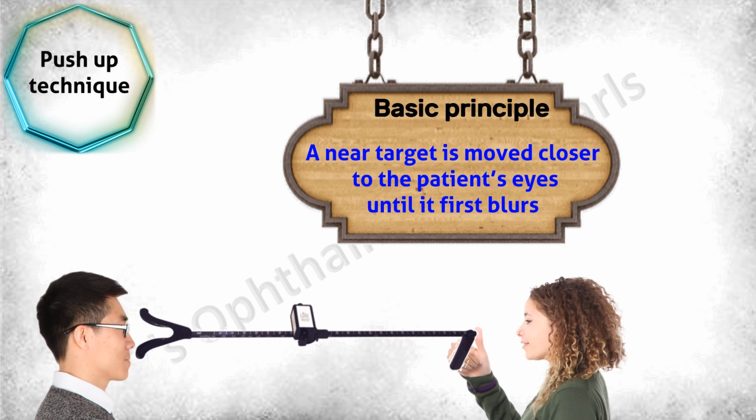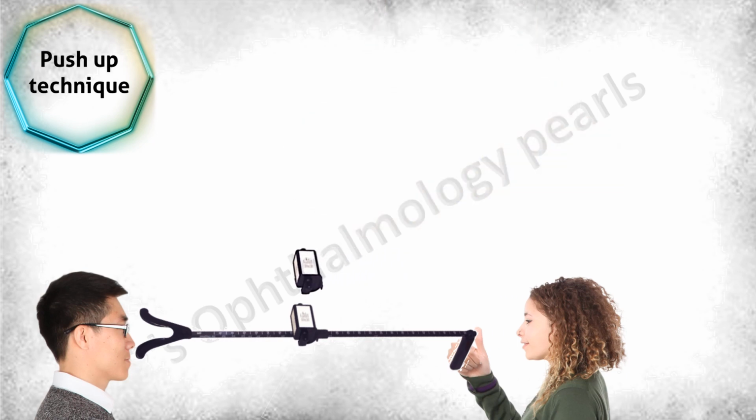The test is performed monocularly, in which case the other eye should be occluded, and then binocularly. The near chart is positioned at 40 centimeters in front of the patient, and the patient should be told to view the smallest size text on the near chart. That is usually an N5 line. The target is then moved slowly towards the patient, who is instructed to indicate to you when the letters first become blurred.